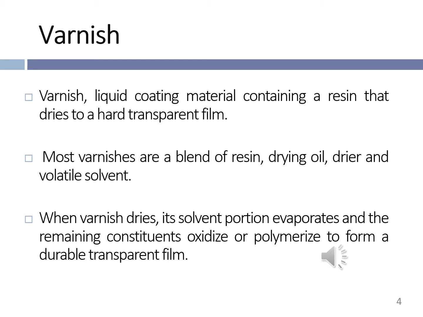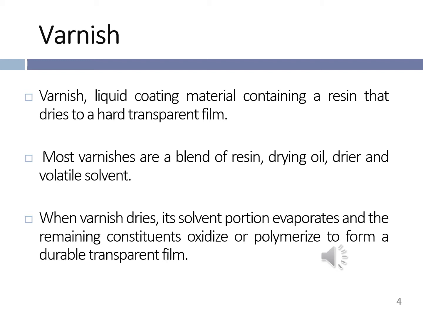Varnish. What is varnish and what is their role? Varnish is a liquid coating material containing a resin that dries to a hard transparent film. So, varnish is used as a liquid coating, and this is a liquid coating material which consists of a resin. And when this coating dries, it gives us a hard transparent film. So the film formed due to varnish is hard and very transparent.